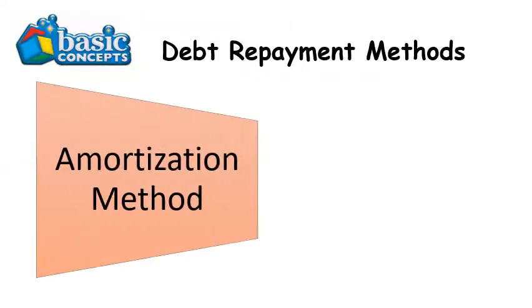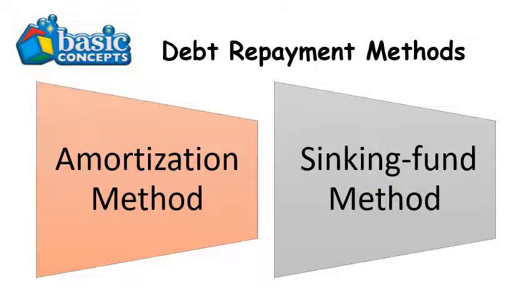So, what are the main types of debt repayment methods? Actually, there are two types of repayment methods. The first one is the amortization method, and the second one is the sinking fund method. In this slide, we want to recall the basic concepts.